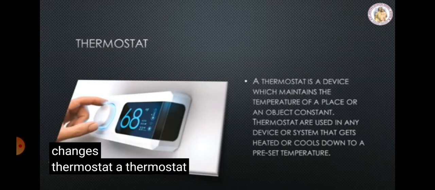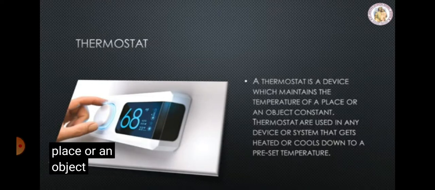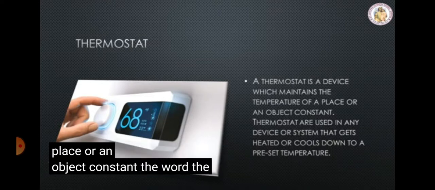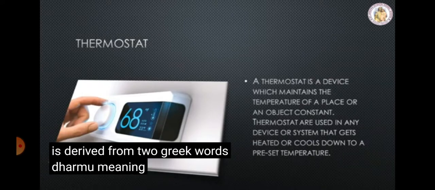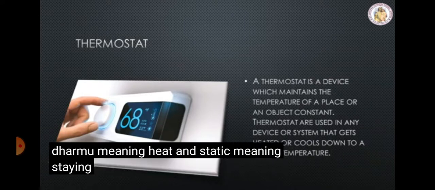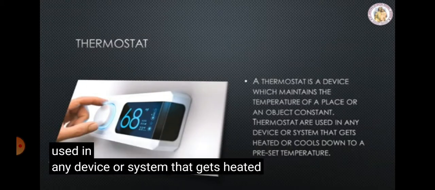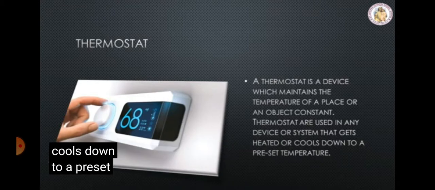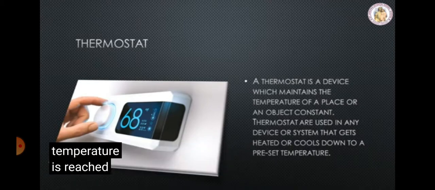Thermostat. A thermostat is a device which maintains the temperature of a place or an object constant. The word thermostat is derived from two Greek words, thermo meaning heat and static meaning staying the same. So thermostats are used in any device or system that gets heated or cools down to a preset temperature. It turns an appliance or a circuit on or off when a particular temperature is reached.